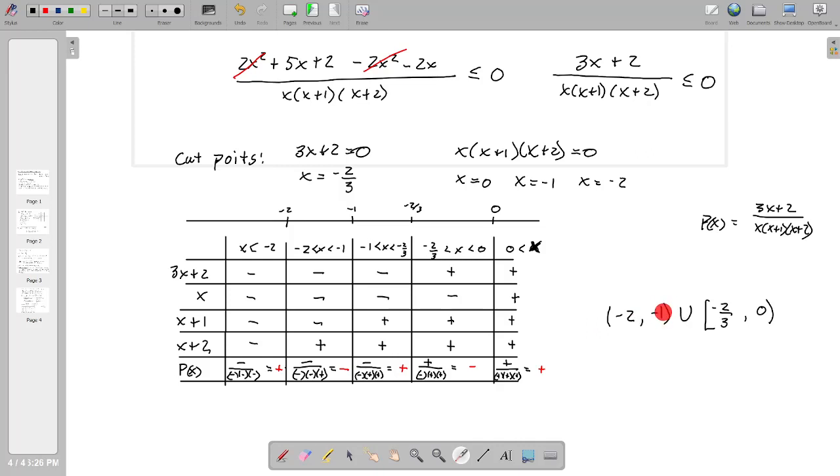Similarly, I can't include -1 because it also makes the denominator equal to 0. But what I can include is -2/3. -2/3 is the cut point that comes from the numerator. So if I plug in -2/3, I get a 0 in the numerator, which is okay. So we would have 0 divided by a non-zero number in the denominator. And that's fine. That's why I can include -2/3, but I can't include the other values. So even 0 makes the first point in the denominator equal to 0. So this is your solution set.